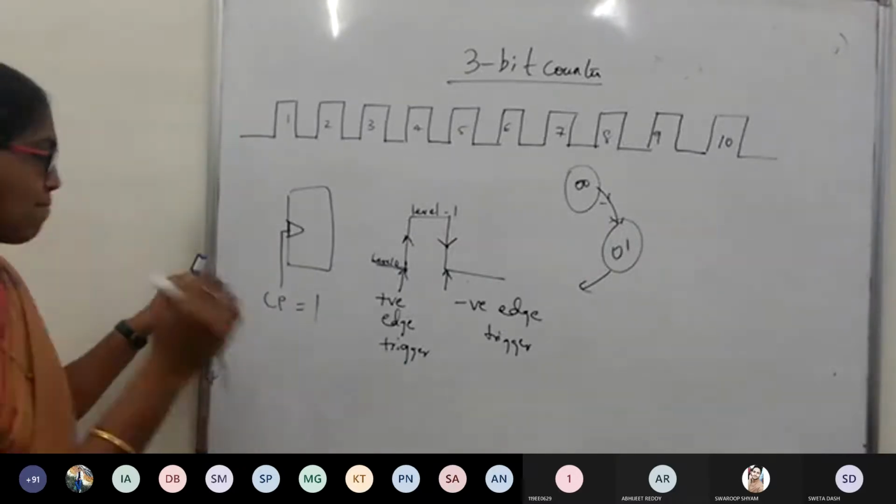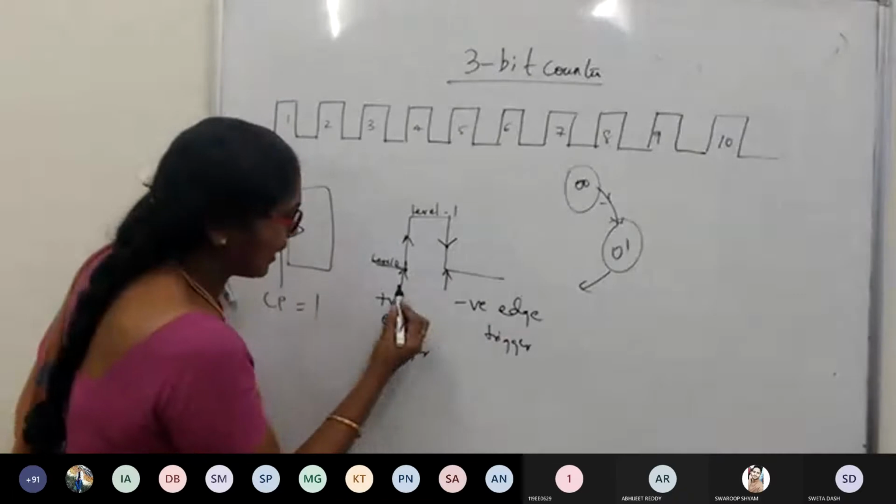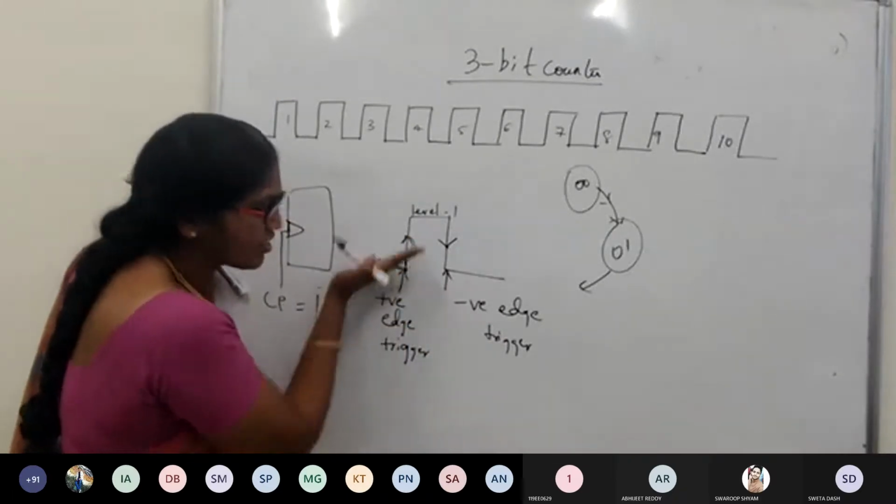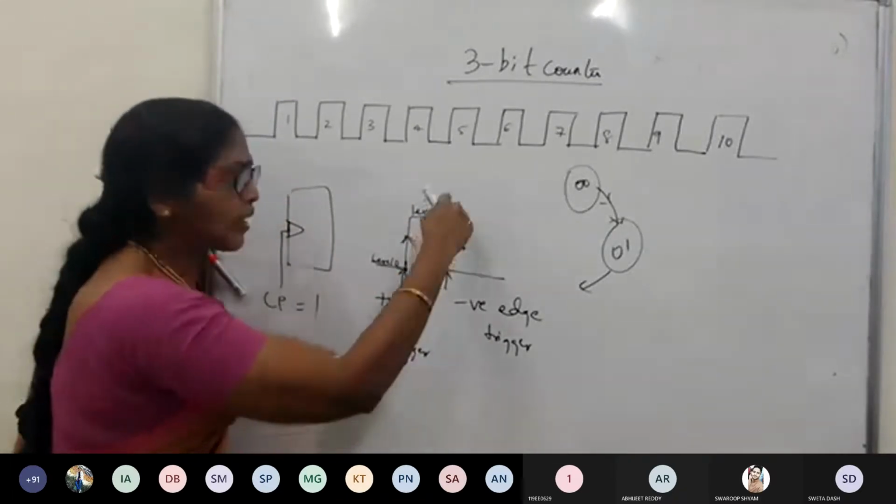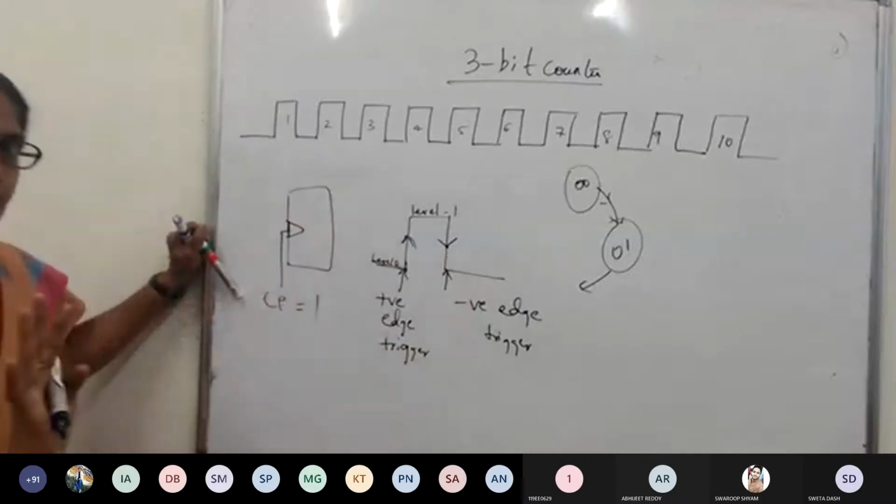What is that I'm telling? So if the change of state is happening at this level, that means this transition, level 0 to level 1. Otherwise, it can happen from level 1 to level 0. Doesn't matter. Right.